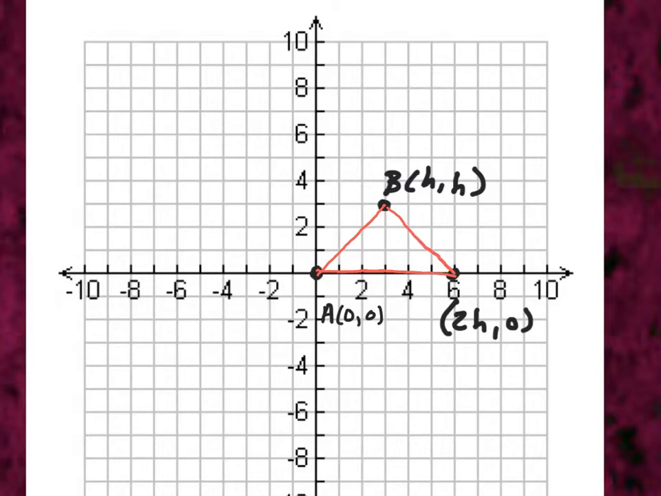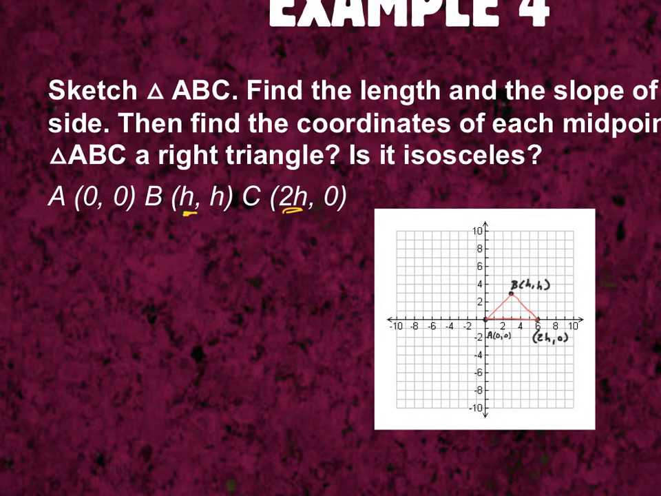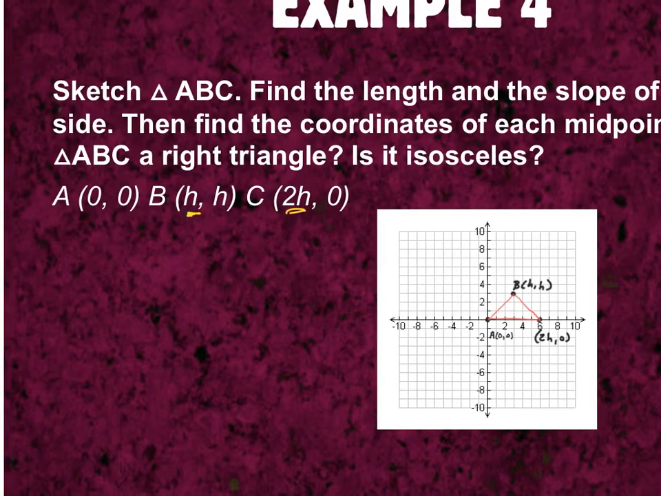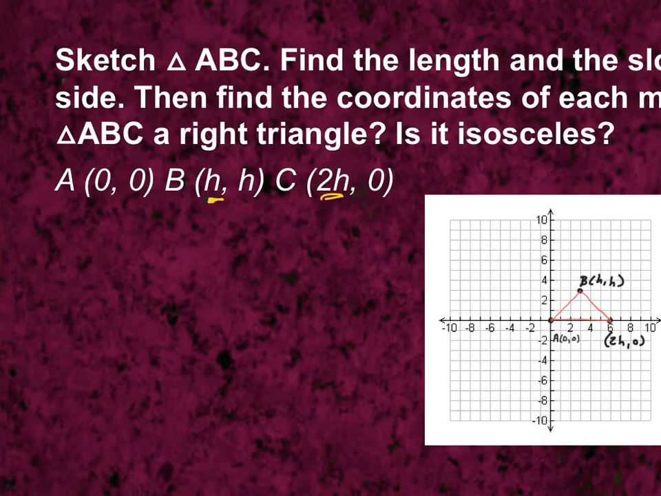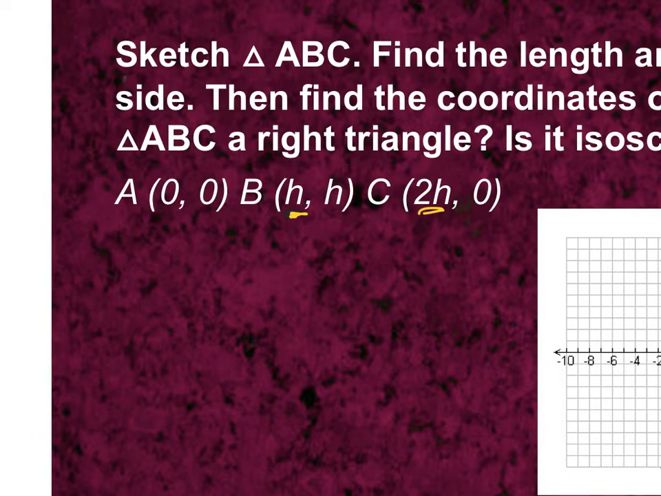Now, first of all, they want the coordinates of the midpoints. So let's find the coordinates of all the midpoints. We'll start with line segment AB. So we're going to use the midpoint of A and B, and remember that's going to be x1 plus x2 over 2 and y1 plus y2 over 2.